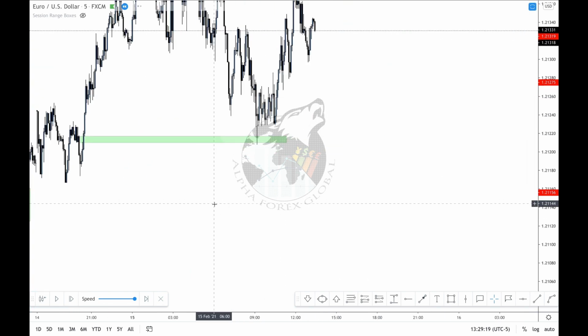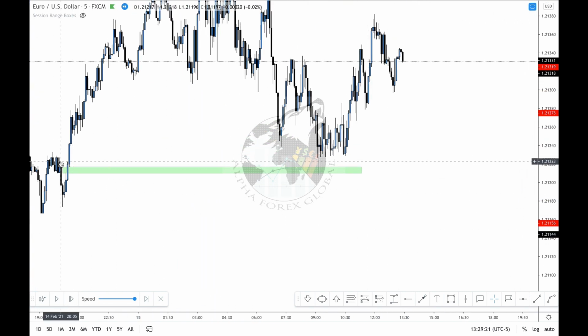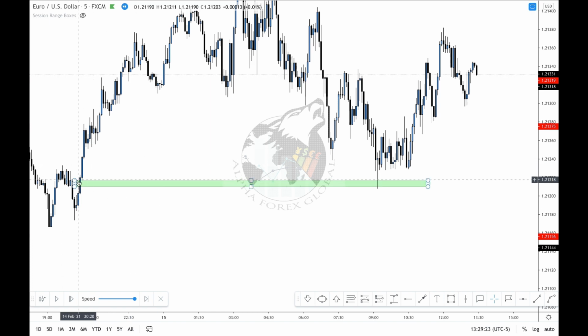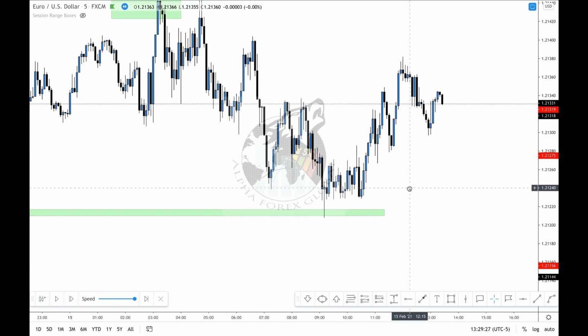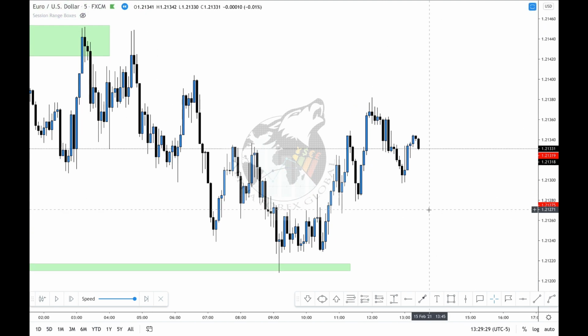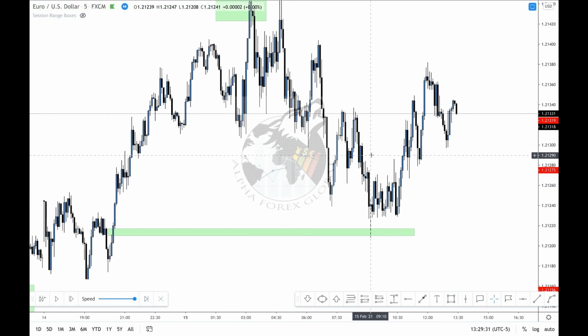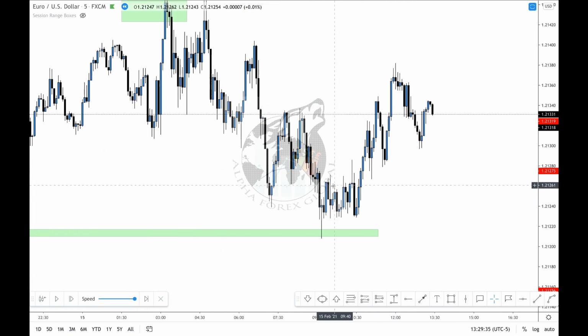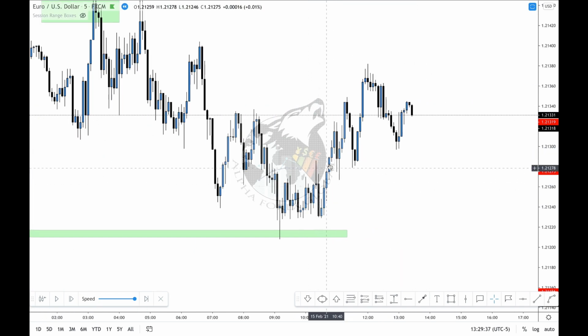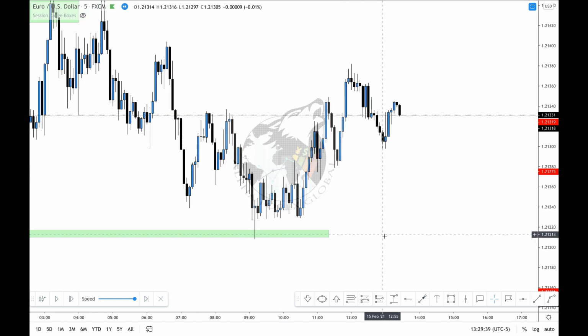So the market came back to this inefficiency area, and then the market mitigated and pushed to the upside, right? Now that's one, but remember all of this is 15-minute structure, not 5-minute. These little retracements in between are 5-minute structure. So this is 5-minute structure, market pushed up, broke structure.